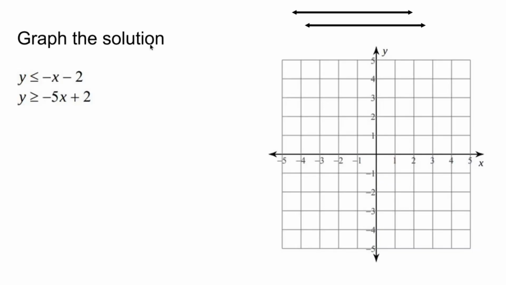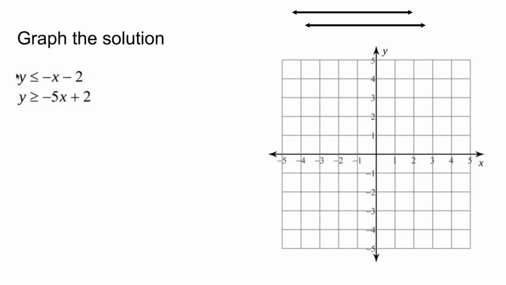All right, graph the solution. What we have here is what's called a system of inequalities. What you do is you graph each inequality one at a time, and you shade each side one at a time and find out where the two shadings meet. Wherever the two shadings meet is going to be your solution.